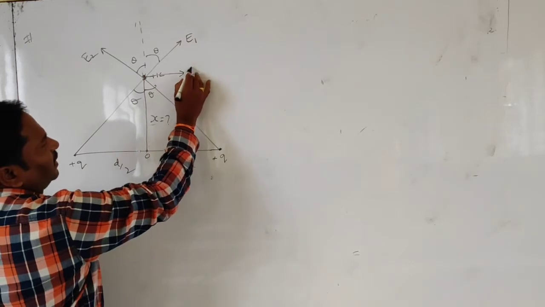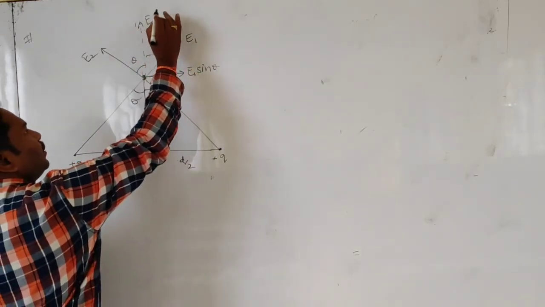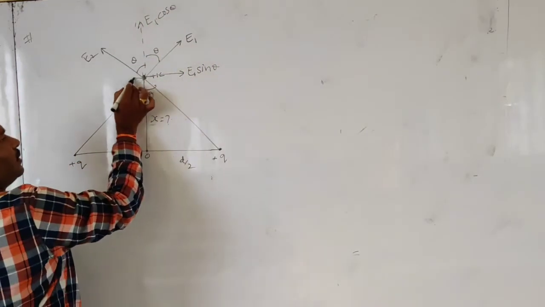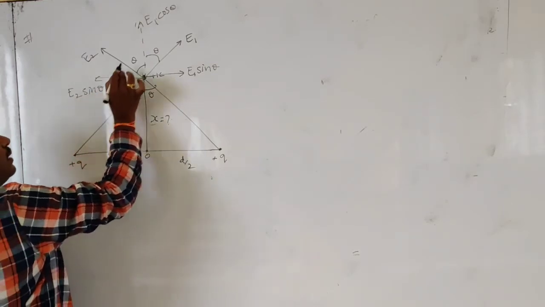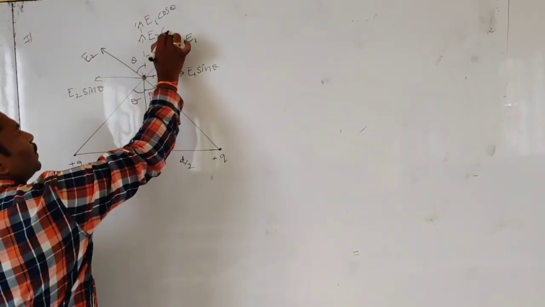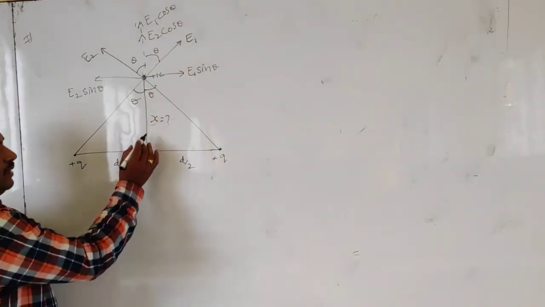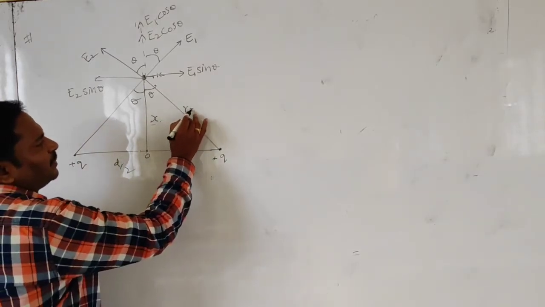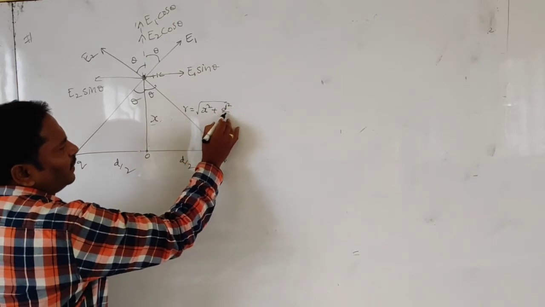In this direction E1 sin theta, in this direction E1 cos theta. Here also we can resolve E2 into E2 sin theta, and in this direction E2 cos theta. Suppose here it's x, this is d by 2, then this distance r is equal to root over x square plus d square by 4.